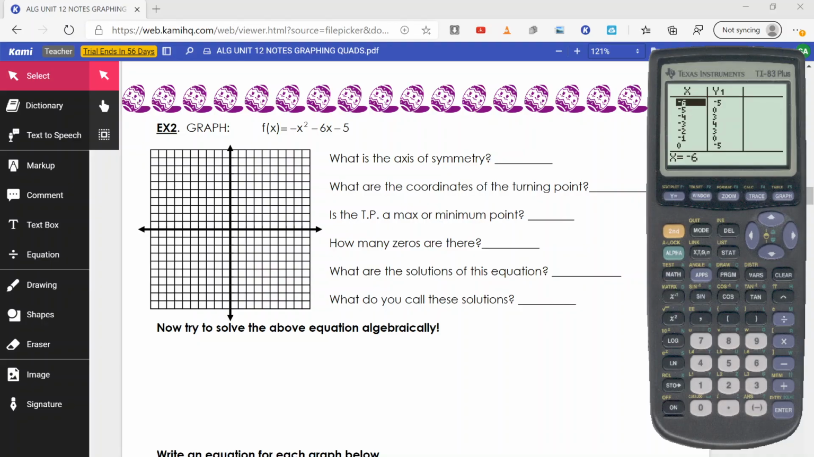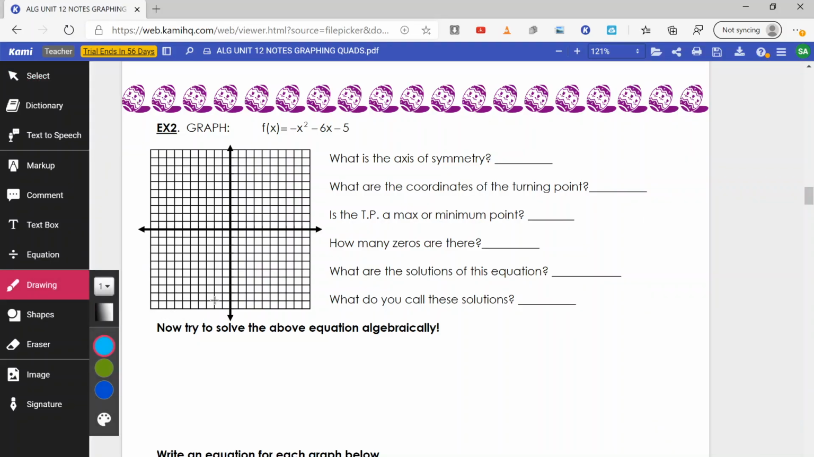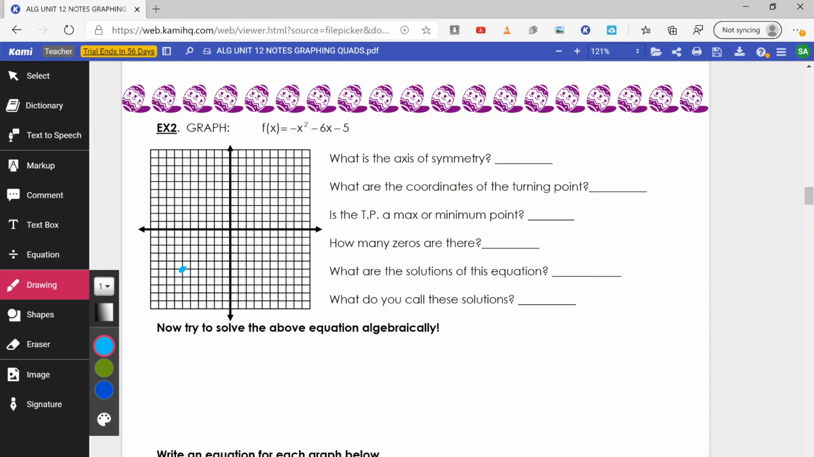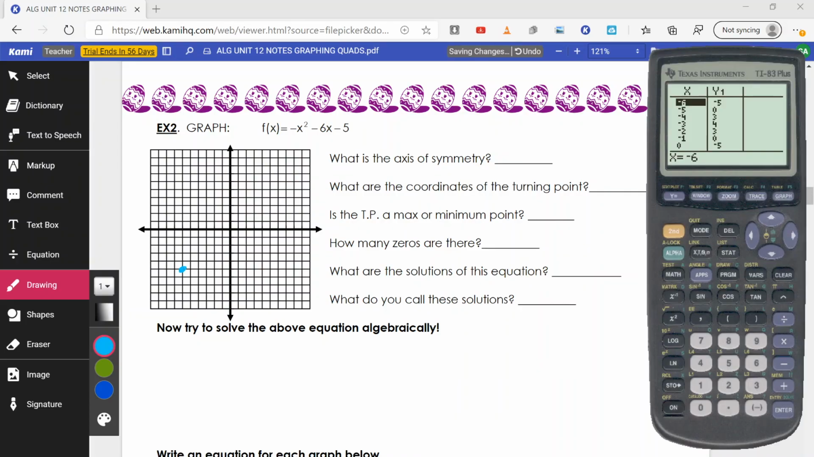So notice now between the x values of negative 6 and 0, I am now repeating y values, negative 5 back around to negative 5. So this is what I am going to be plotting. So negative 6, negative 5. So left 1, 2, 3, 4, 5, 6. 1, 2, 3, 4, 5. Negative 5, 0.